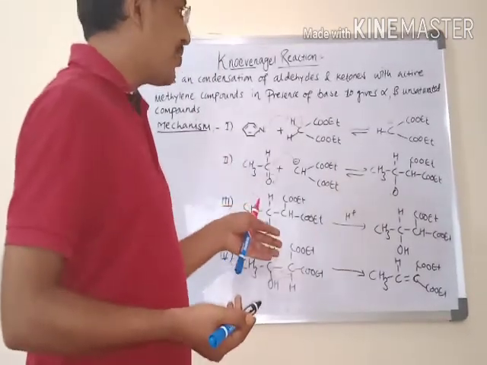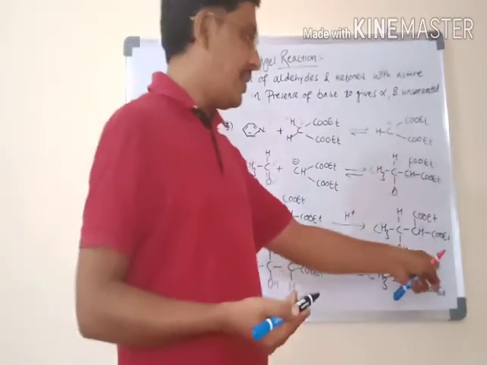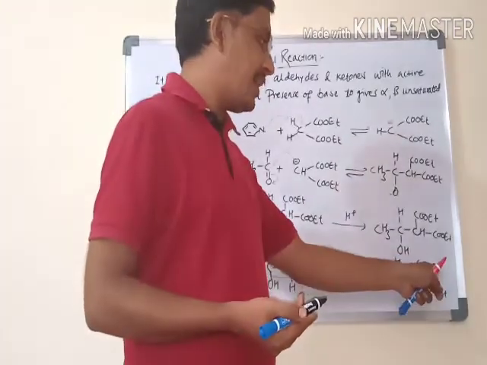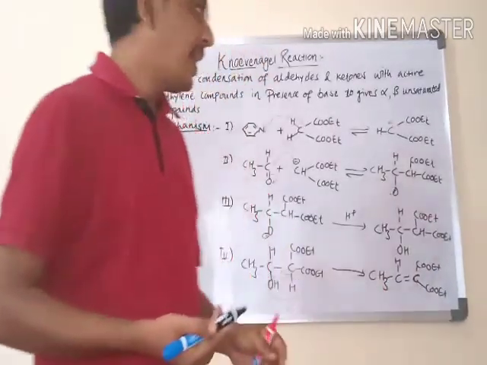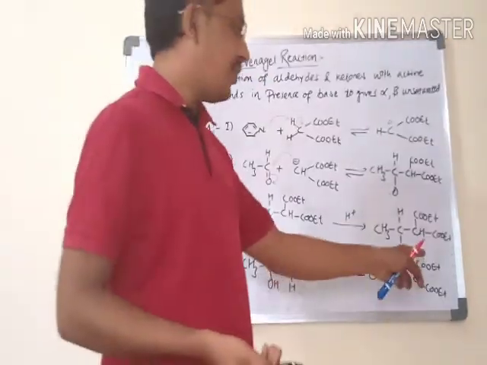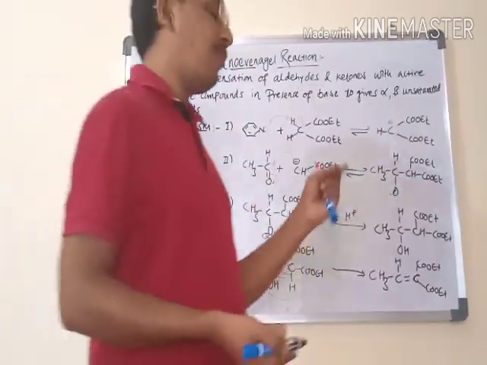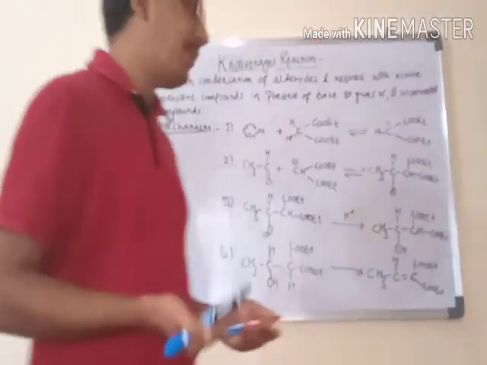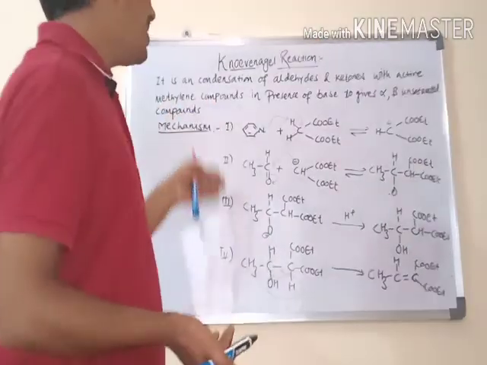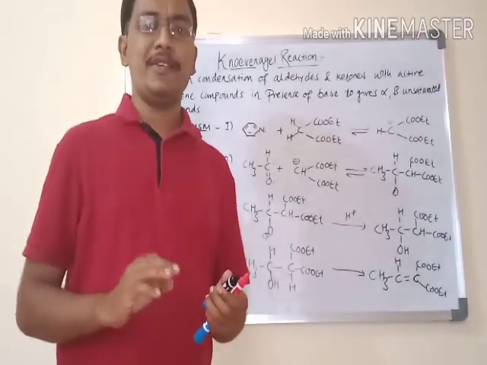Now in this case we can hydrolyze that ester. If you hydrolyze that ester, it forms the dicarboxylic acid. Et will be converted into H, that is COOH. And on further heating, one of the CO2 will be lost, that is decarboxylation, loss of CO2, and formation of the alpha beta unsaturated acid. In this way, this is the mechanism for the Knoevenagel condensation reaction. Okay, this topic.